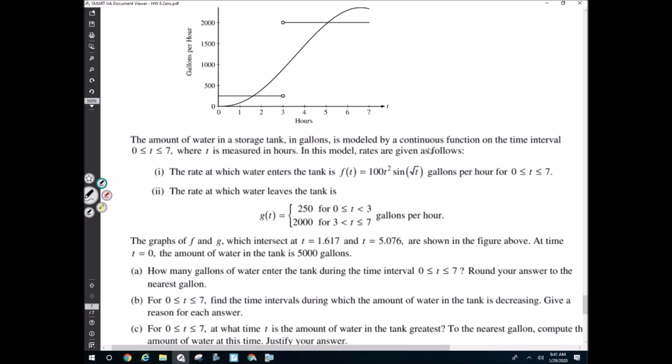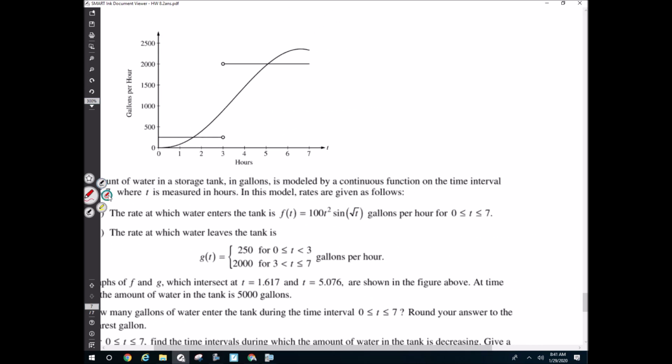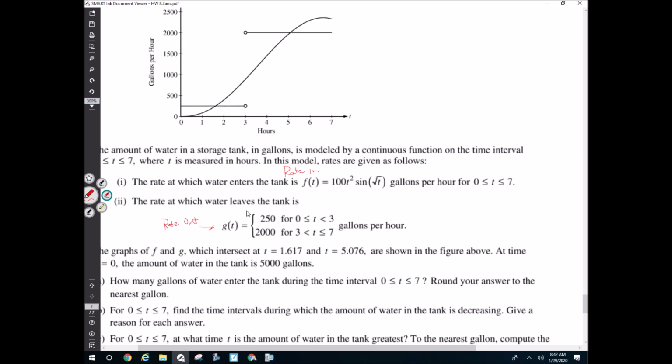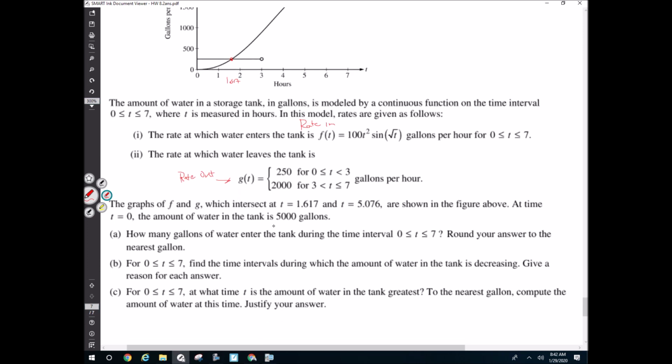All right, we got water going in a storage tank. Rate at which water enters the tank is F, so this is another rate in. Rate at which water leaves the tank is different. It's another one of these constants. This is my rate out. The graphs of F and G intersect at 1.617 and 5.076. That's nice that they gave you that. Since they gave you those values, you don't have to find them and round. At time t equals 0, the amount of water in the tank is 5,000 gallons. There's my initial amount.